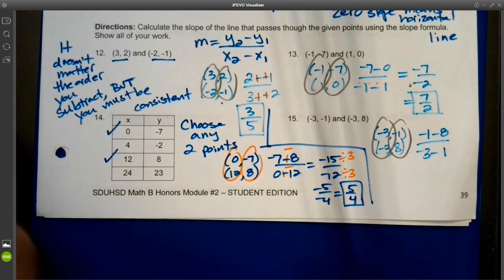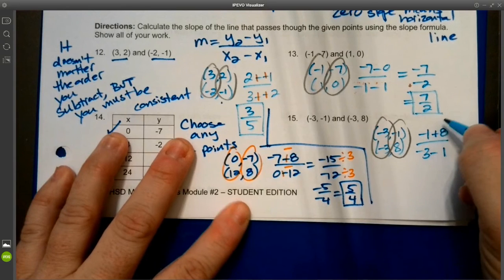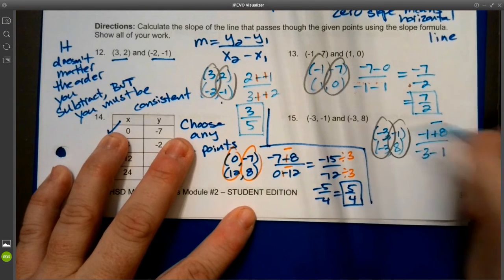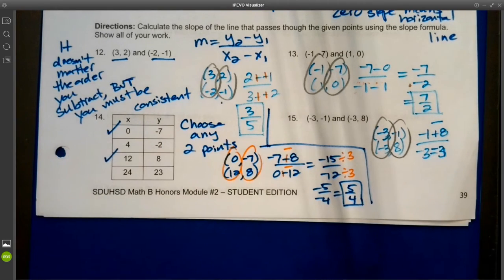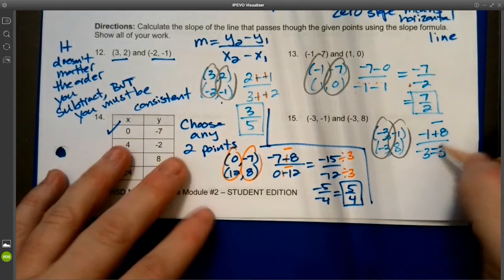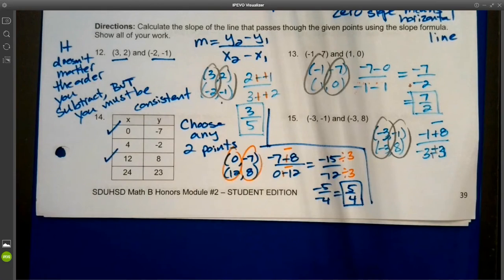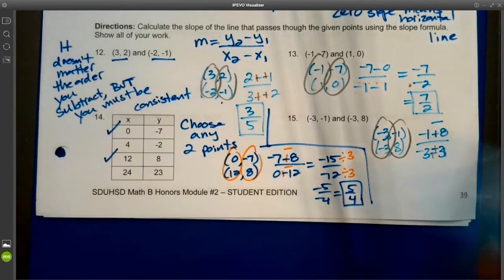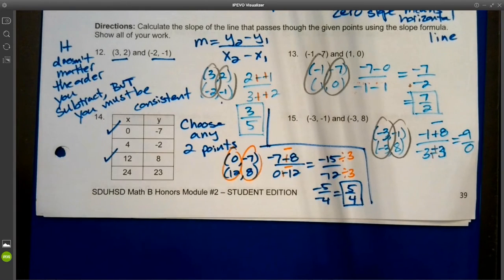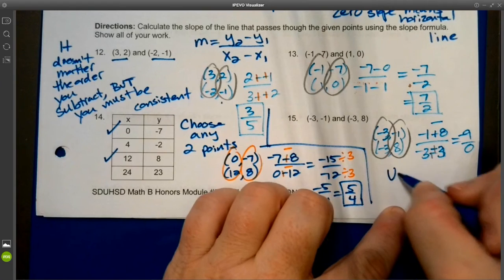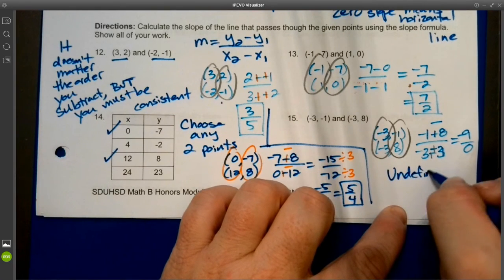So -1 minus 8. I'm going to use some definition of subtraction. Oops, this is a -3. Minus -3. And as you can already see here, we're going to get 0 on the bottom. So this is going to be a -9 over 0. Wait a minute. Alert, alert. Because 0's on the bottom, we actually have undefined slope. It's going to be a vertical line, undefined slope.